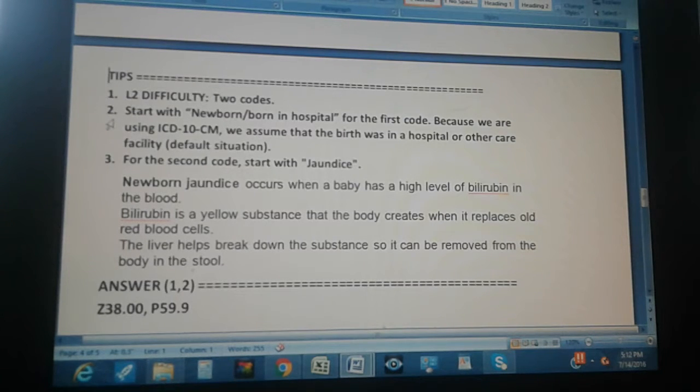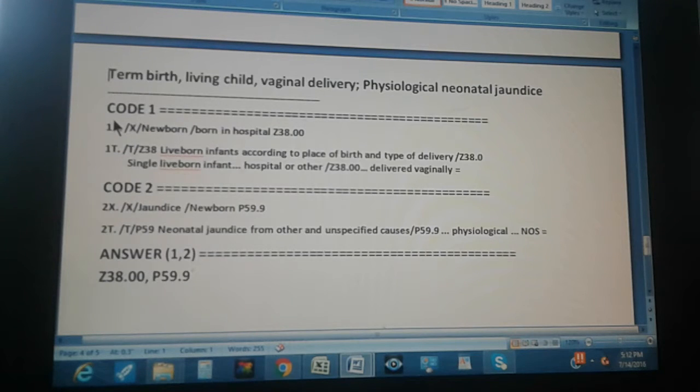Okay, so we already gave you tips, and you know the answer already. The answer is C38.00 and P59.9. But now we're going to count to 3, so you can pause the video and give us the path to get to the answer. Right? 1, 2, 3. All right.